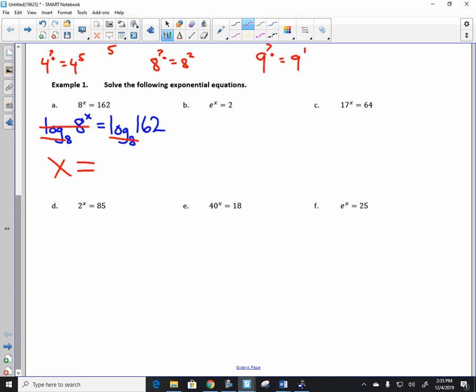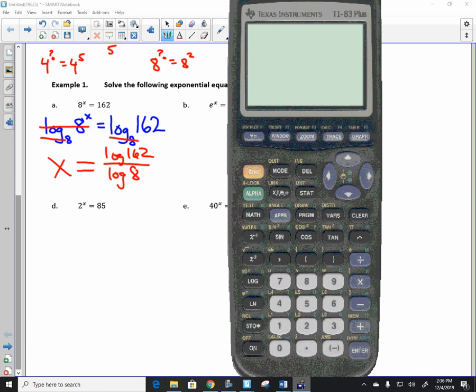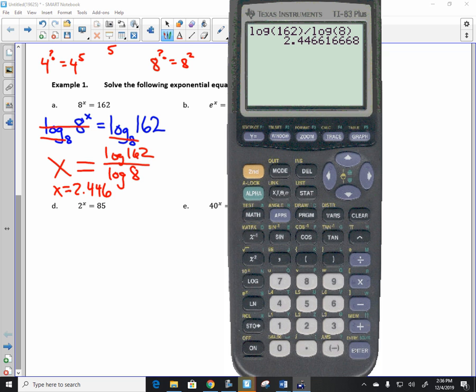Did we learn how to find out log base 8 of 162? We just learned that at the beginning of class. How do we calculate that? What do we do? Log of 162 divided by the log of 8. And I can figure that out. I go to my calculator. I do the log of 162. I divide it by the log of 8. And I get 2.446. We'll go to 3 decimal places. If I take 8 and I raise it to the 2.446, I should come out with a number close to 162. And do I? Yeah.